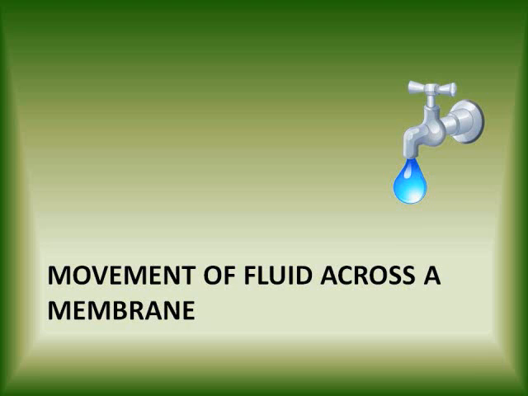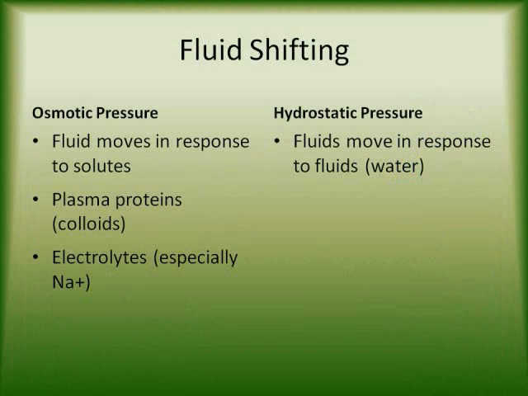Movement of fluid across a membrane. Fluid shifting. We're going to break this conversation into two halves. One is discussing osmotic pressure, the other one's talking about hydrostatic pressure. On the osmotic pressure side, we have that fluid moves in response to solutes. And these solutes are primarily plasma proteins, sometimes called colloids, or electrolytes, especially sodium. So the fluid is going to move to try and even out the concentration of these particles.